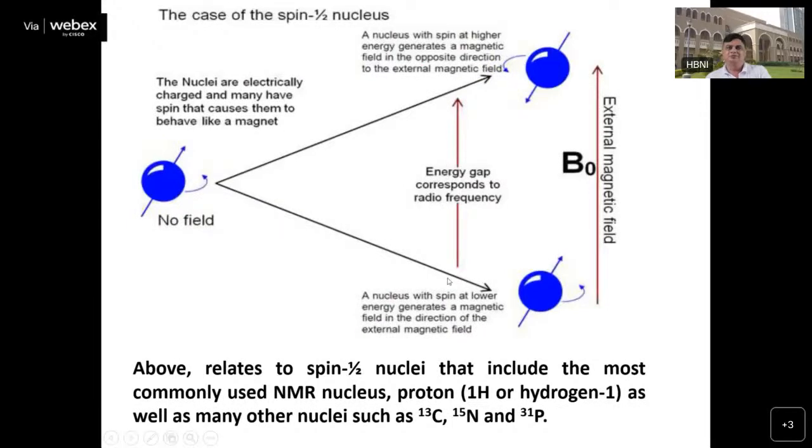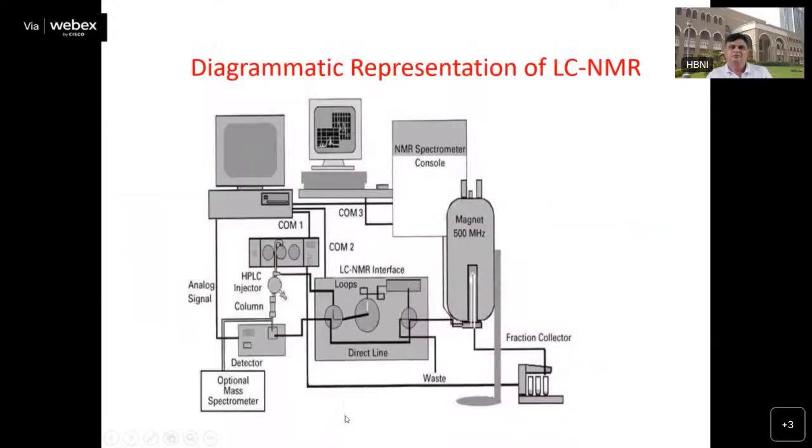Because these nuclei are electrically charged and have a spin, clockwise and anti-clockwise, the energy variation arises. When this gap is met by the external magnetic field, that's how we generate the NMR signals. This is the diagrammatic representation of the LC-NMR.